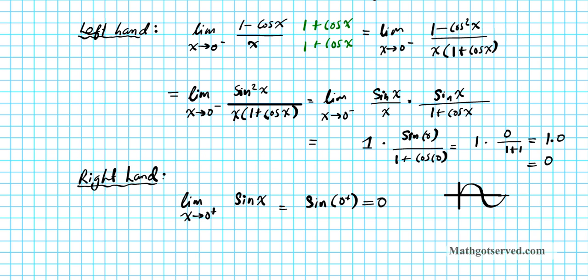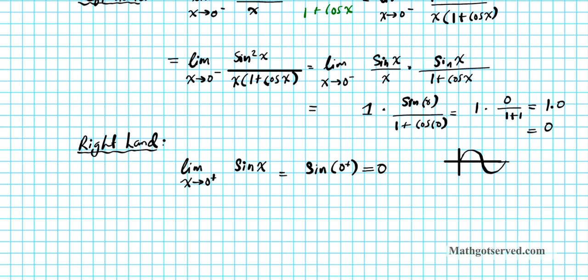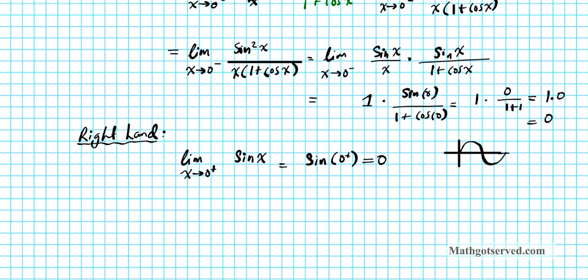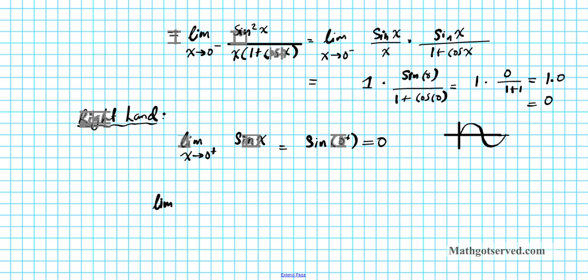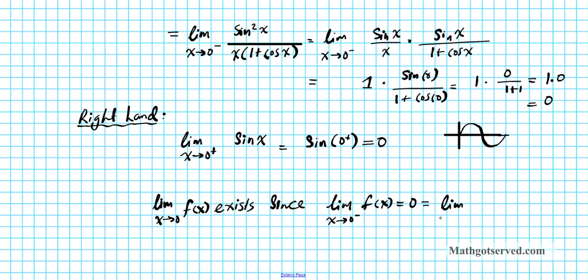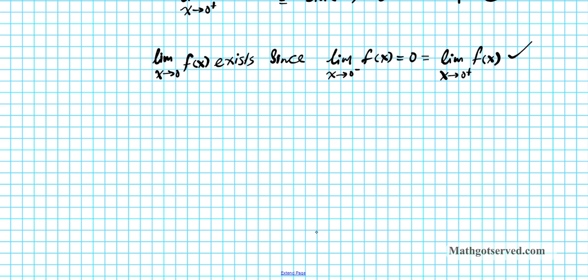All right, so what's the conclusion here? The limit definitely exists, right? In this problem, the limit as x approaches 0 of f of x exists since the limit as x approaches 0 from the left of the function is equal to 0, and that is exactly what the right-handed limit is, the limit as x approaches 0 from the right. Okay? So it passes the limits test, test number 2.